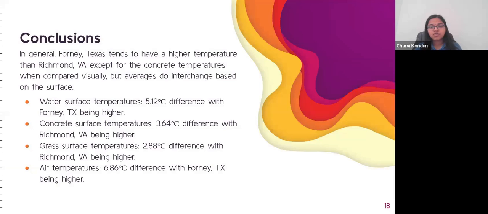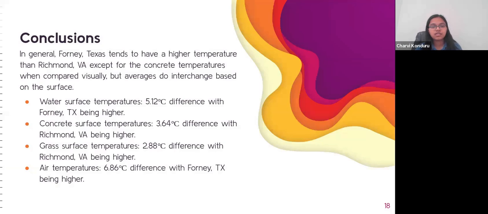As a conclusion, in general, Forney, Texas does tend to have a higher temperature than Richmond, Virginia, especially when you look at the concrete temperatures when compared visually. But the averages do interchange. As for the water surface temperatures, Texas was higher in temperature with a difference of 5.12 degrees Celsius.